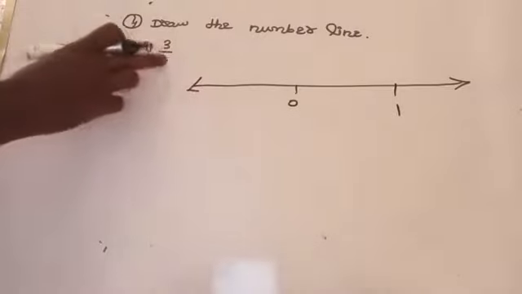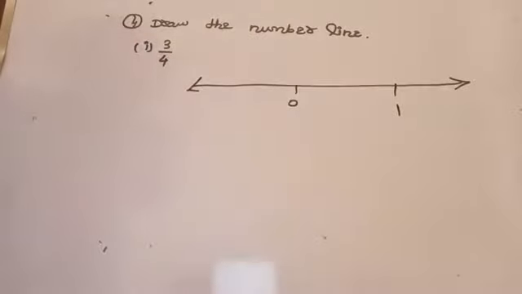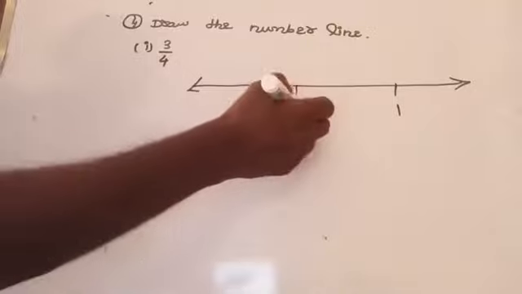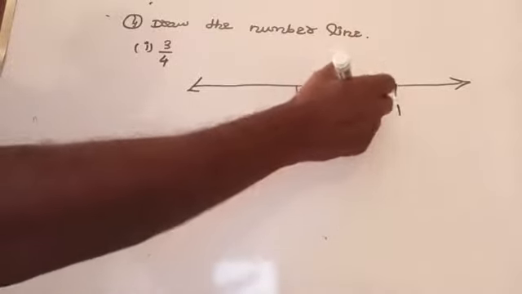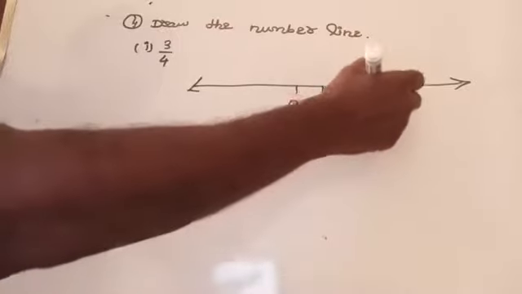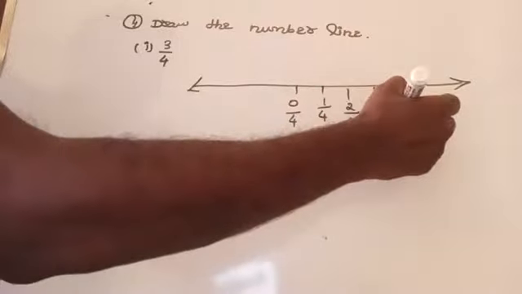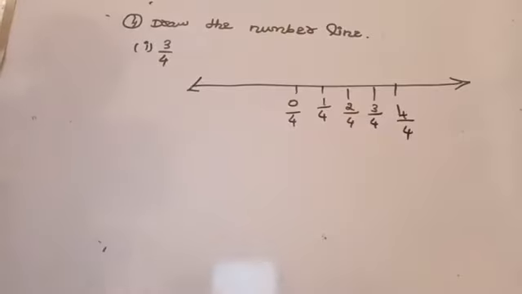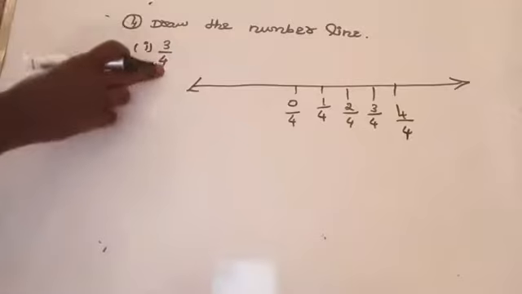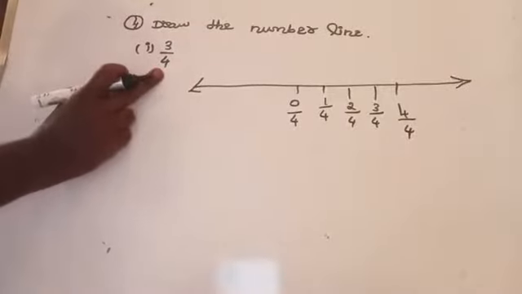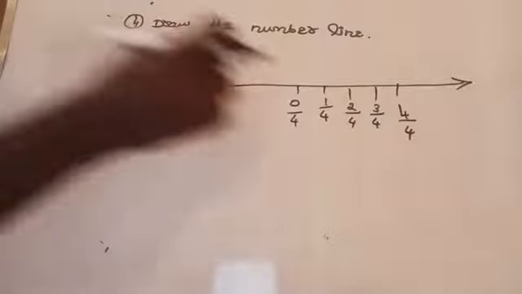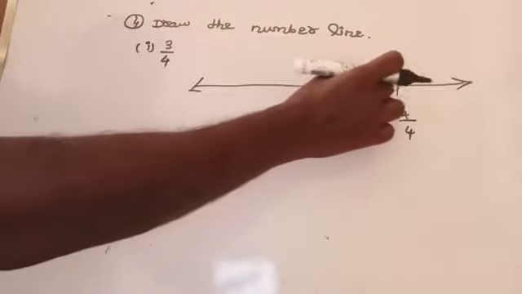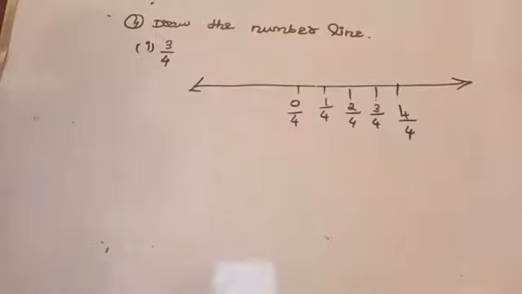Am I right here? Now look at the denominator. What is the denominator? 4. Then it will be 0 by 4, 1 by 4, 2 by 4, 3 by 4 and 4 by 4. 4 by 4 is nothing but 1. Here how many parts are there? There are 4 parts between 0 and 1. Then 1, 2, 3, 4 parts are there.